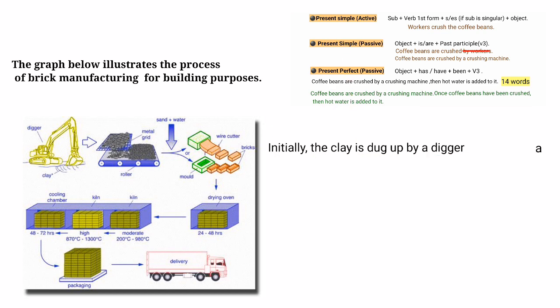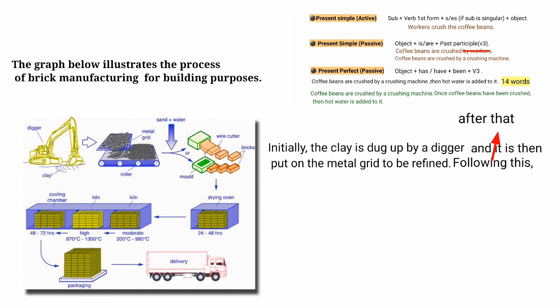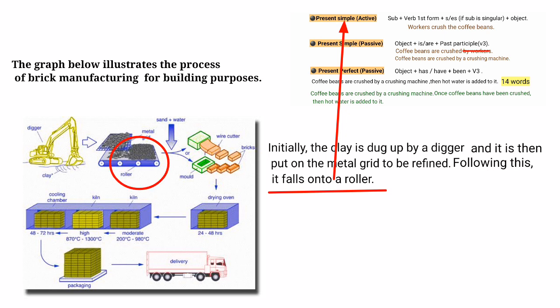Next I would write, and it is then put on the metal grid to be refined. Okay, next I would write following this. See, this is a linker and it acts as after that, and you can use it for writing the next steps. Alright, so I would say following this, it falls onto a roller. Here you can see this is a present simple active tense because this clay itself falls, no person or machine is involved here, right?